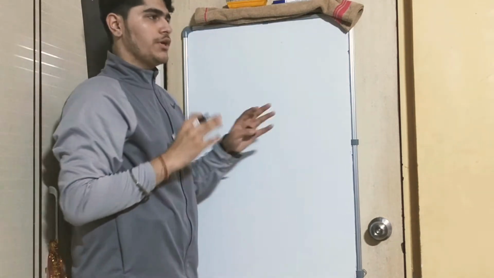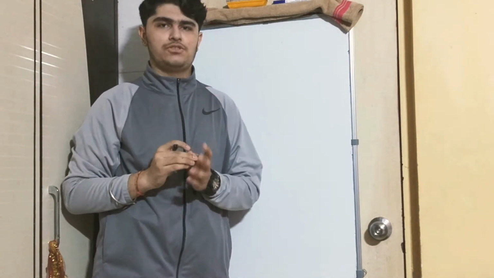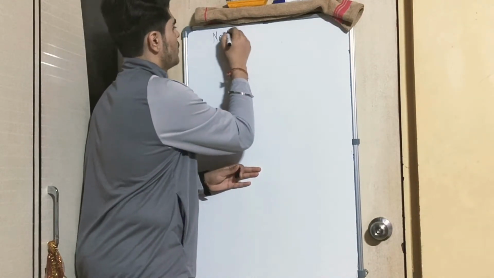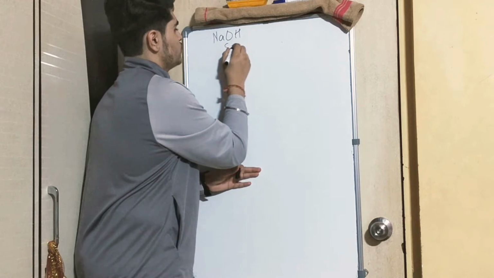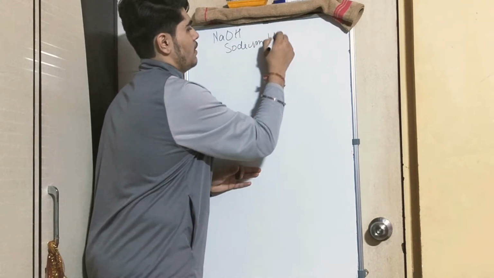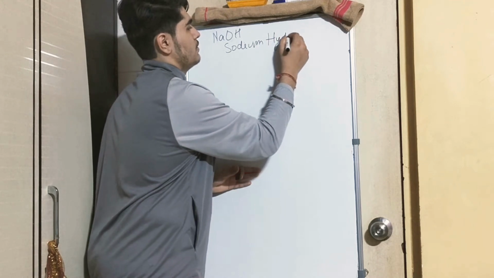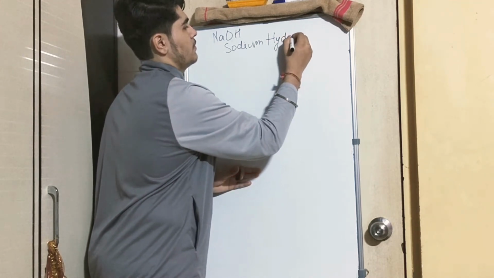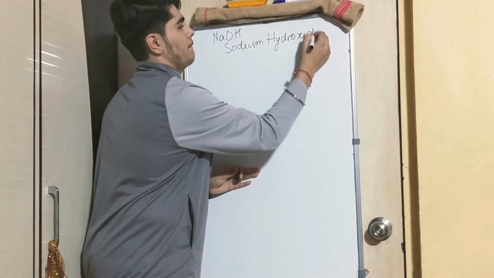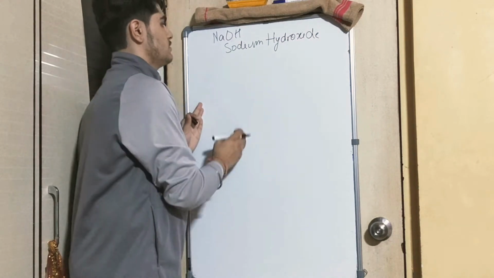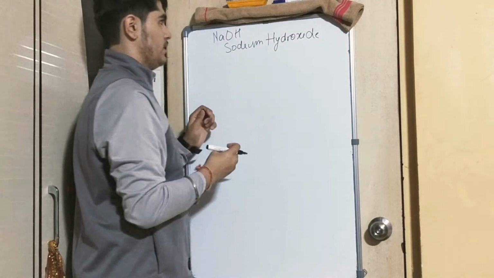First, we are going to react with NaOH solution, that is sodium hydroxide. We are going to react these ions, these salts, with sodium hydroxide.